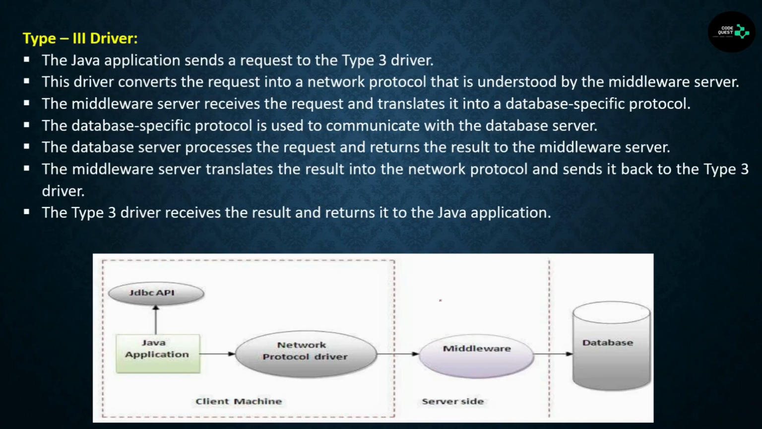So, the type 3 driver is a driver which requires a network. The reason why it is called the network protocol driver is because we have a client machine and we have a server machine. This middleware is actually present on the server side. So this server is going to receive the request that has been made through the Java application, and it is responsible for translating it into the database specific protocol. Once the database understands the request, it has to produce the result, which is taken up by this middleware server and sent back to the type 3 driver, which in turn is received by the Java application.